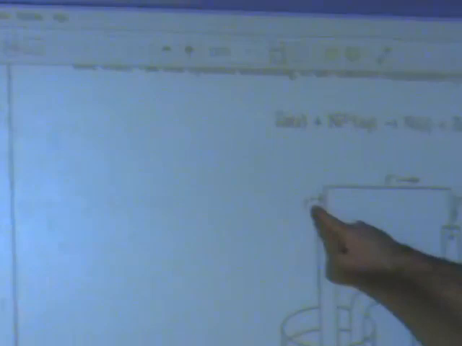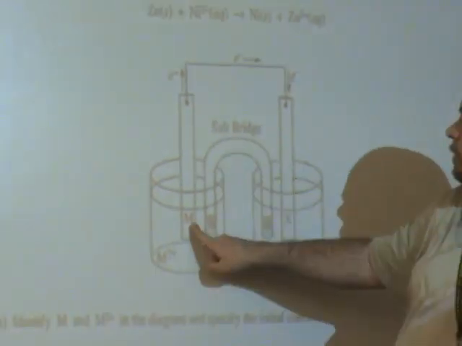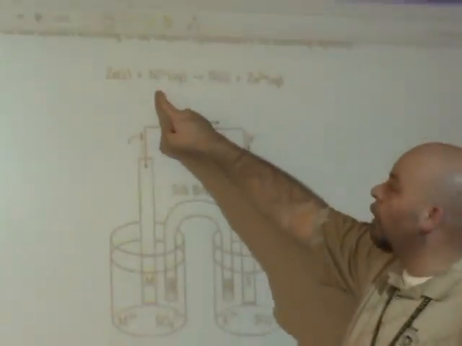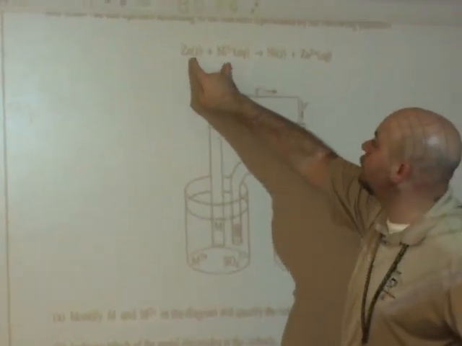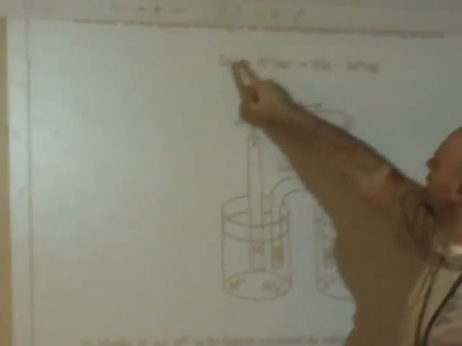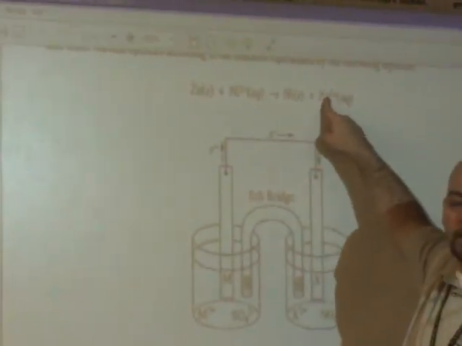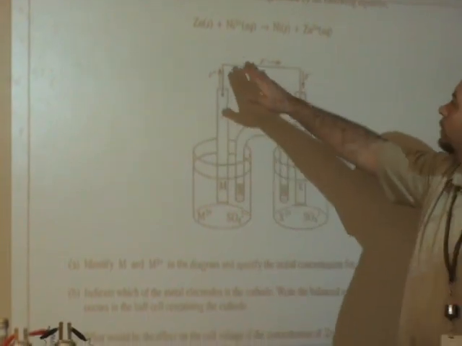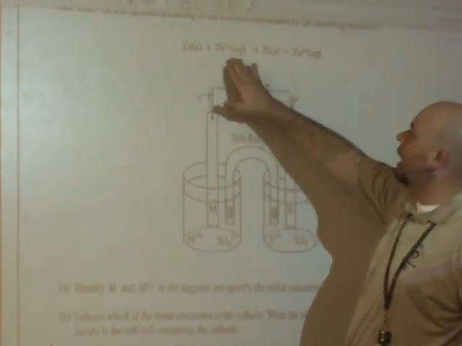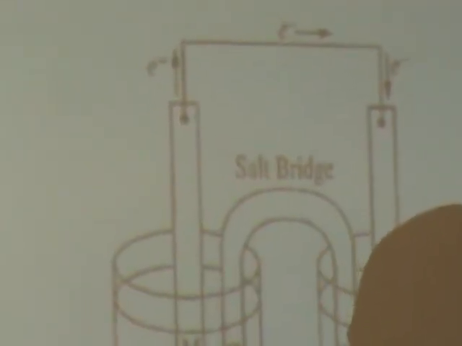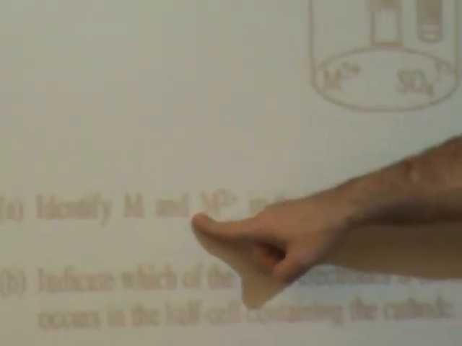Since the electrons are leaving here, this is where the oxidation takes place. Therefore, this M must be the anode. When they say identify M, they want me to go back to the reaction and identify which one of these, zinc or nickel solid, is M. Zinc goes from 0 to a +2 charge. To get more positive, it must have lost negatives. So zinc is being oxidized and the nickel is being reduced. That means M is the zinc, Zn, and M plus 2 is the zinc plus 2.